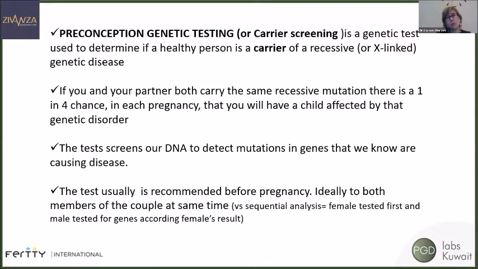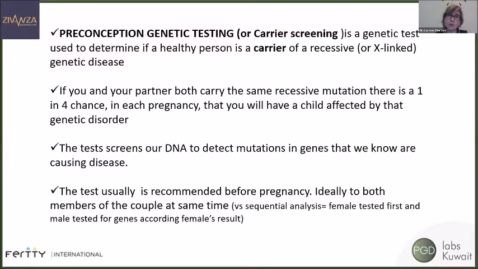So what this test is doing is screening our DNA to detect mutations in different genes all at the same time, genes that we know are causing genetic disorders. This test is usually recommended before pregnancy, although it can also be done in early stages of the pregnancy. But ideally, it should be done before the couple is planning to get pregnant. Also, ideally, it's recommended to test both members of the couple at the same time.